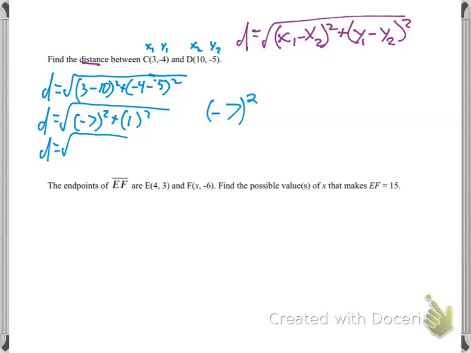Okay, so negative 7 squared is positive 49 plus 1 squared, which is positive 1. That gives me an answer. Distance is equal to the square root of 50, which is some hideous decimal that we're not going to deal with. Instead, what we're going to do is simplify the square root of 50. Hopefully you remember how to do that, but if not, that's okay. We'll do it right here.